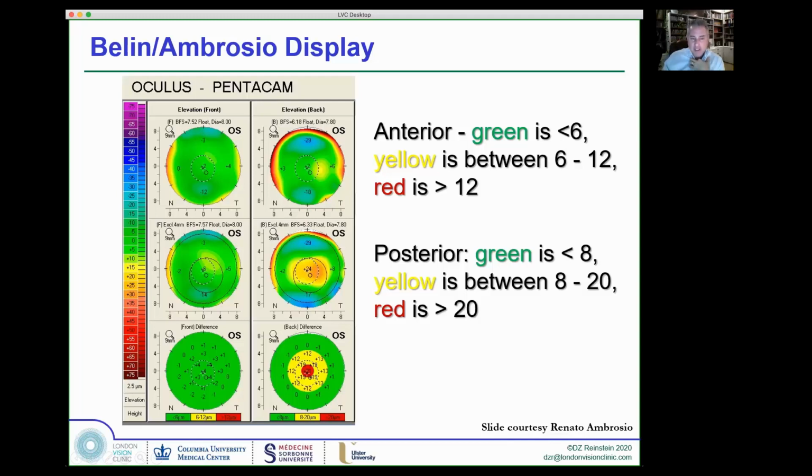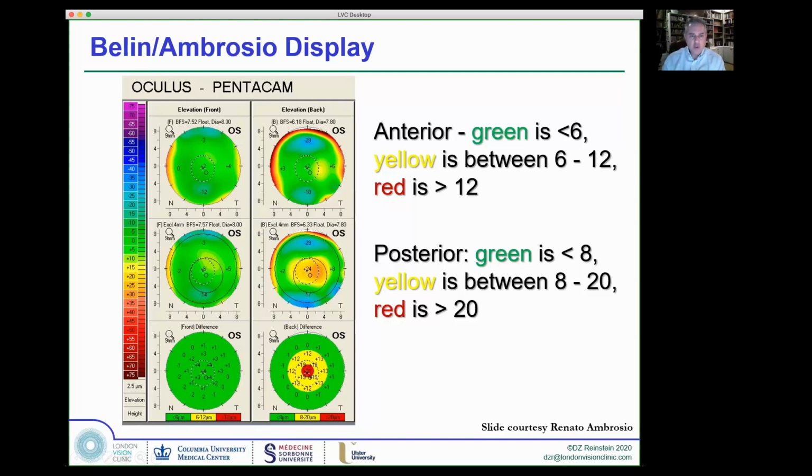On the Belin display, you have the elevation of the back surface relative to the best fit sphere excluding that 4 millimeter zone, the front surface, the back surface, and the difference between the two. Here is without exclusion. So you see, without exclusion, you don't really see a bump. With exclusion, the bump is plotted considerably higher than it would have been if you'd included the best fit sphere of the whole surface. And he set some parameters to say, well, this is almost certainly normal, this is questionable, and this is almost certainly not normal.